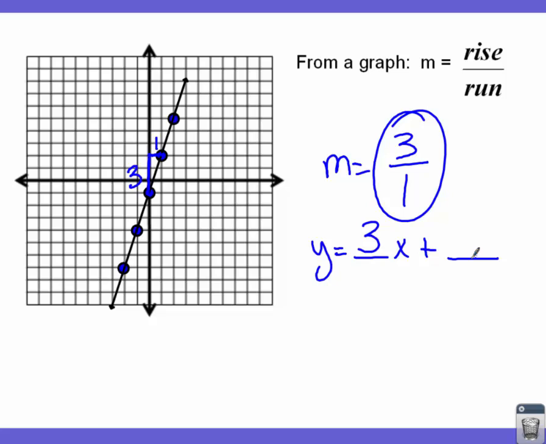Then if we needed to finish this out with our y-intercept, we'd find the point at which the line crosses the y-axis, and I know that this point is 0, -1. So we want the y value when x is 0. So we would have 3x plus -1 for this equation.